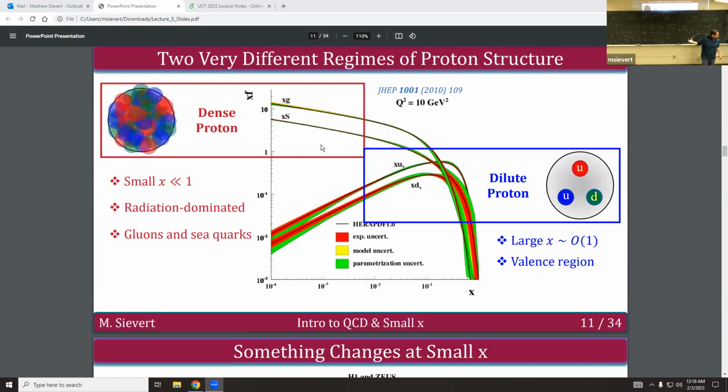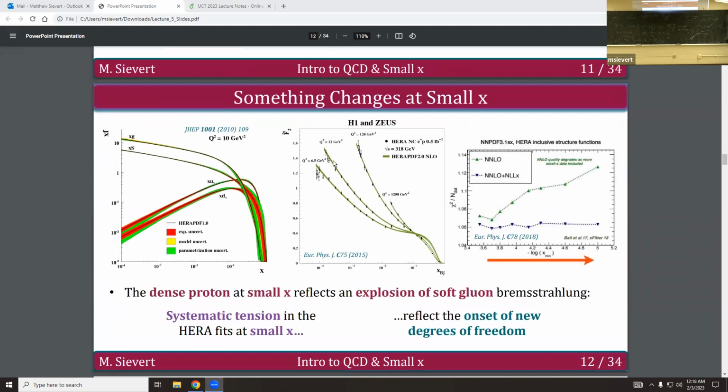So the point of this is that there are two very different regimes of proton structure. The large x regime is the dilute regime, when you have few-body physics. But the small x regime that we've been discussing here is completely different. It's dominated by that gluon radiation. And that actually shows up in the structure of the proton itself.